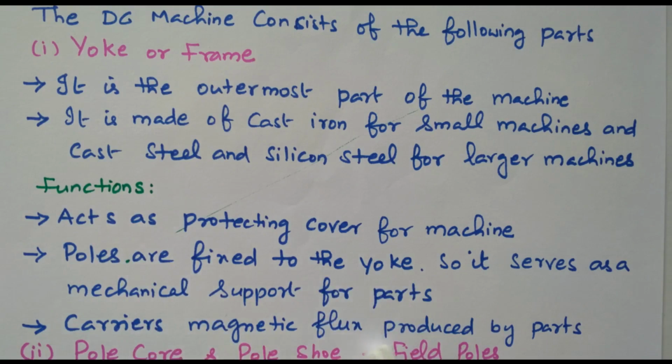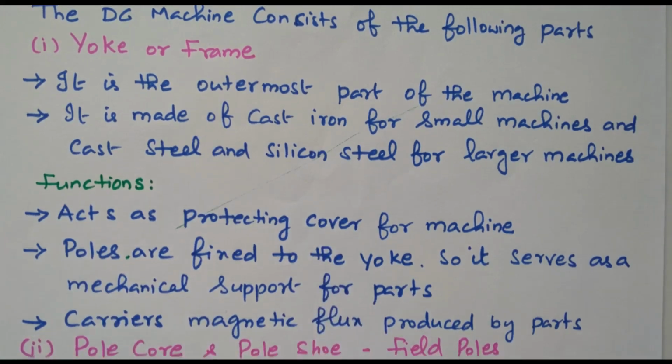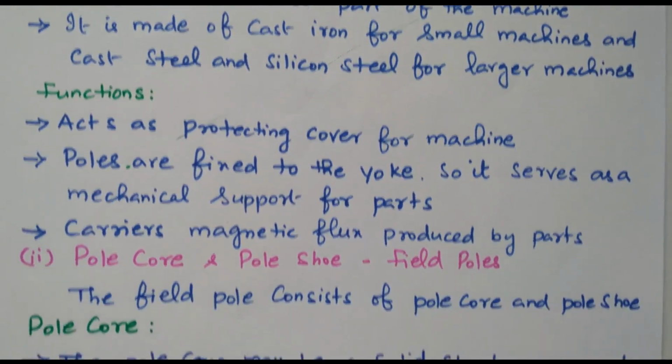It carries the magnetic flux produced by the poles. So when the winding is given, during excitation the flux is produced. So this yoke also carries the magnetic flux. Part of the flux produced is carried by this yoke. That is the function of this yoke or frame. Next, we will go to the pole core and pole shoe.